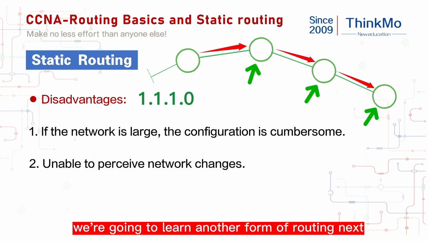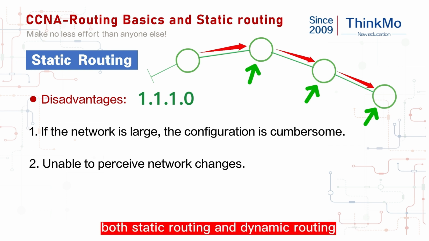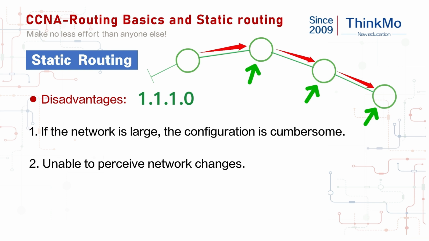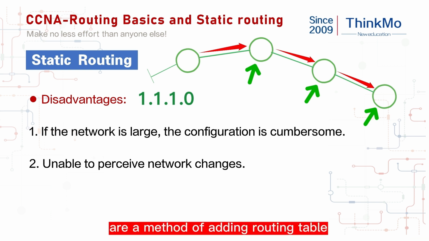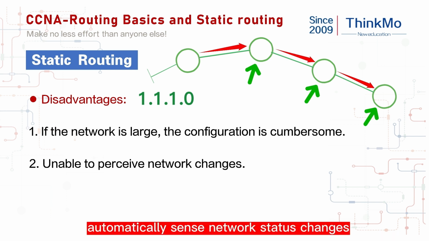We're going to learn another form of routing next: dynamic routing. Both static routing and dynamic routing are methods of adding to the routing table. They are used to calculate the routing table. There are direct and static routing tables, and there is also a dynamic one. In a larger network, we can use dynamic routing to automatically sense network status changes and network topology changes. This is another form of routing table construction.